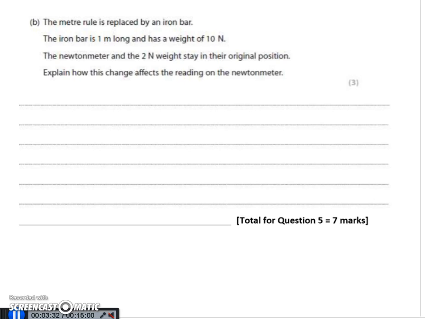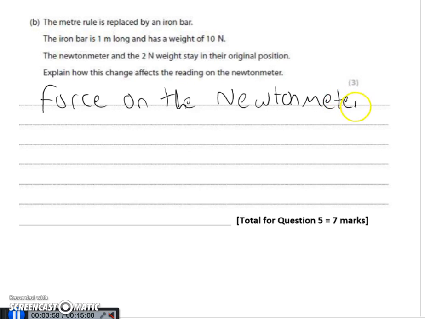Well, hopefully you'll realize straight away that if you put a heavy iron bar instead of a meter ruler, that's going to increase the weight, and therefore it's going to increase the clockwise moment. So therefore, the Newton meter is going to have to produce a bigger anti-clockwise moment, so a bigger force. Okay, so what we want to say here is the force on the Newton meter will increase. And then we need to give 2 good reasons for why we say it's going to increase.